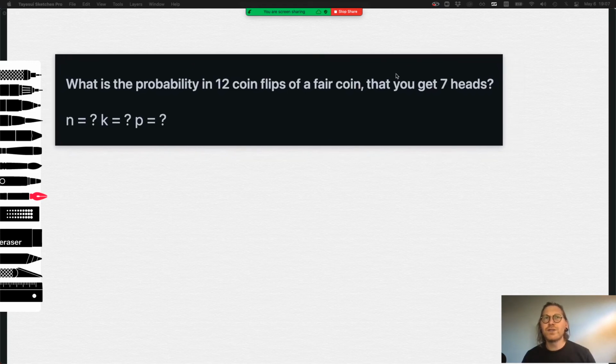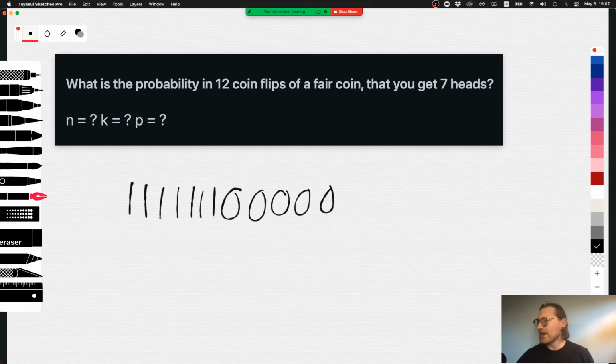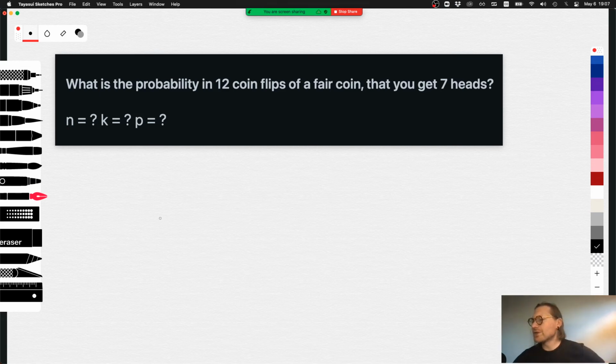So what is the probability in 12 coin flips of a fair coin that you get 7 heads? Okay, well, we've kind of done this already, right? So one way that we could represent that is 1, 2, 3, 4, 5, 6, 7, then 1, 2, 3, 4, 5. That's one way that we could get 7 heads in 12 flips. Of course, there's a lot more ways to do that. So what is our n? That's just 12 flips, right? There's 12 events.